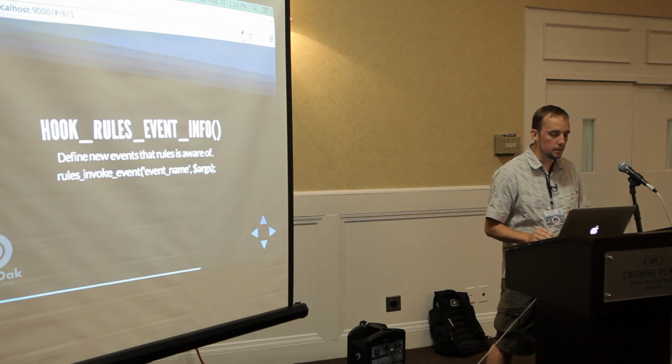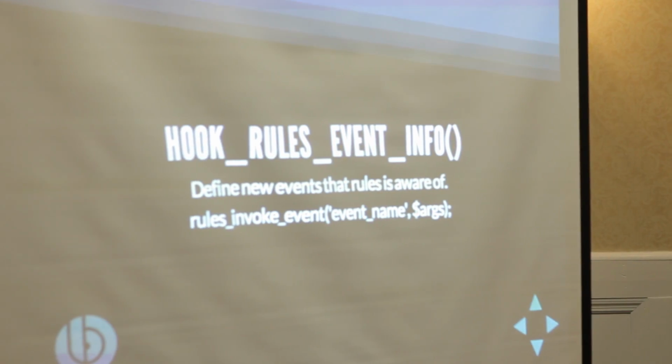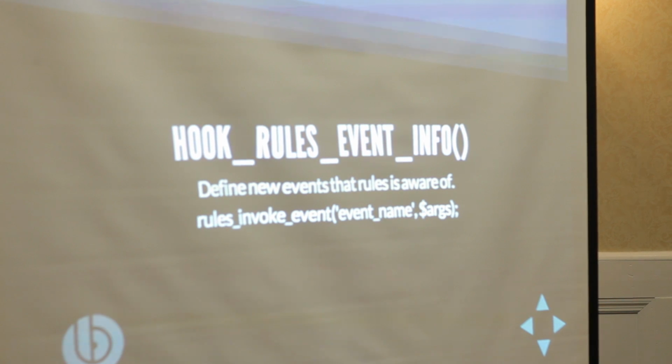So the first one is the event info, and this is what triggers the initial event that we talked about. It requires that you define the hook, which I'll show you some code later on so that you can kind of see how these things work. But you must define the hook so that Rules is aware of it, and then in your module or somewhere in your code you must call rules_invoke_event, and that says, hey Rules, we're ready, go take these variables and do something with them, do your magic, right?